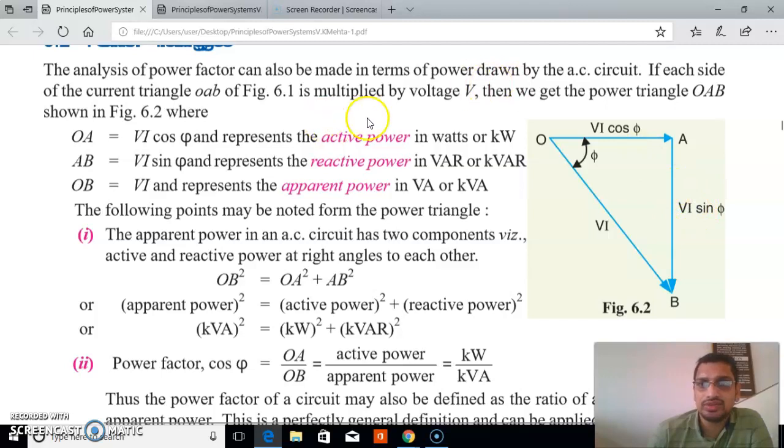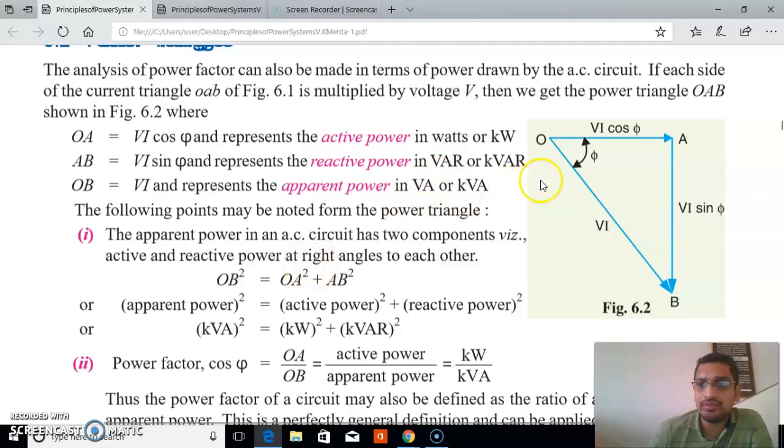The vector OA represents VI cos phi, that is active power, and the unit of active power is watts or kilowatts. The vector AB, VI sin phi, represents reactive power, and the unit of reactive power is VAR or kVAR. The vector OB is the apparent power, or VI, and its unit is VA or kVA.